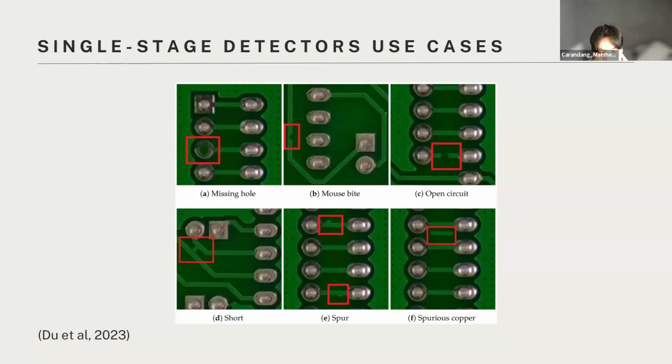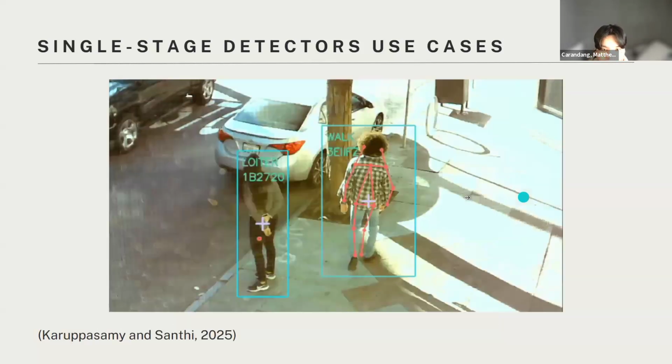Things like a missing hole, mouse bite, or an open circuit are things that an inspector might miss. And overall, it's better for automation, since these PCBs are mostly mass produced. So having object detectors that are trained to detect defects or anomalies within a production line is also one of its popular use cases.